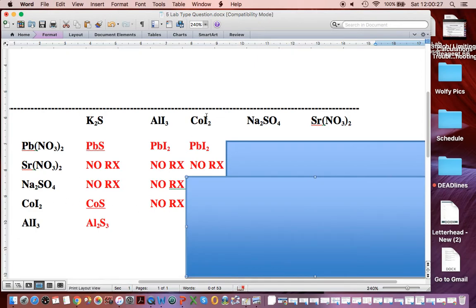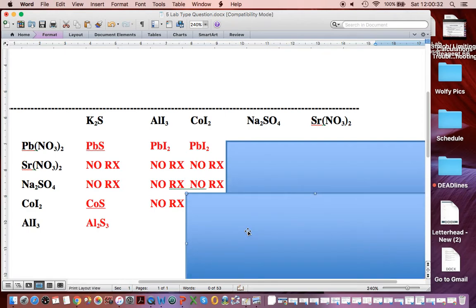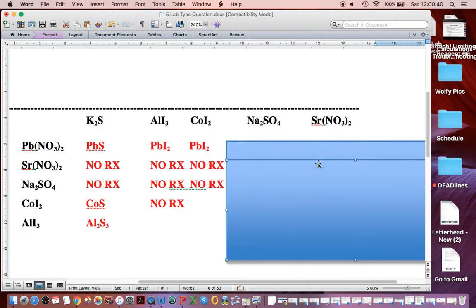Sodium iodide, no problem. Cobalt sulfate, let's check it out. Sulfate doesn't like to precipitate out that much. So it's no reaction. So there's our 3. We went 5, 4, 3. So now we're only going to have 2 and then our 1, and that'll give us our total of 15.